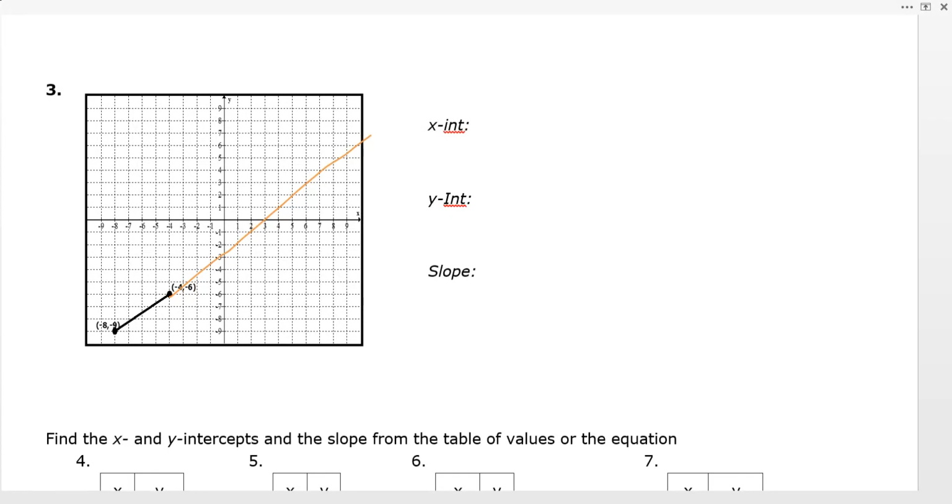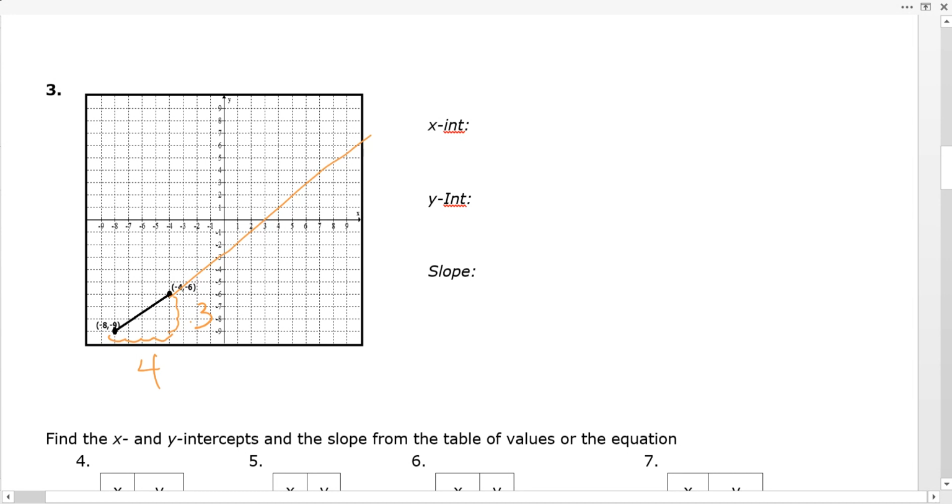This has 2 perfect points. So I'm going to go down 1, 2, 3. So that's going to be 3. And I'm going over 1, 2, 3, 4. So my slope is going to be 3 over 4. Which helps me, because I could just count up 3 and over 4 from this one. So I can go up 1, 2, 3, over 1, 2, 3, 4, which puts me there.